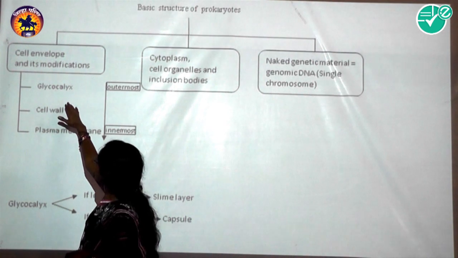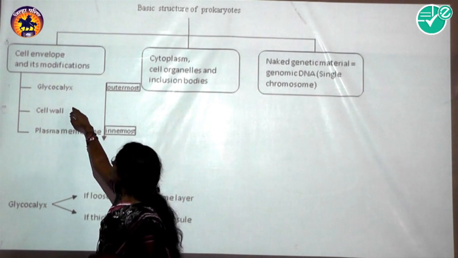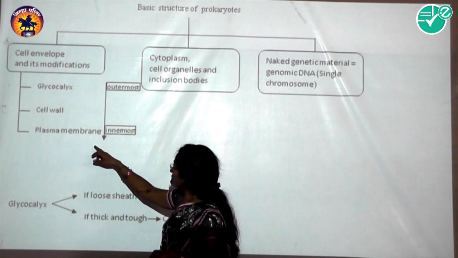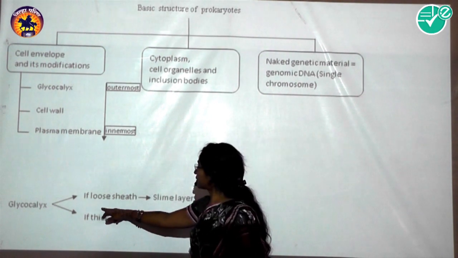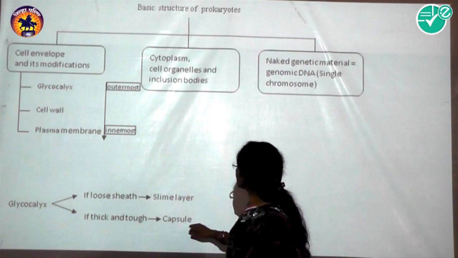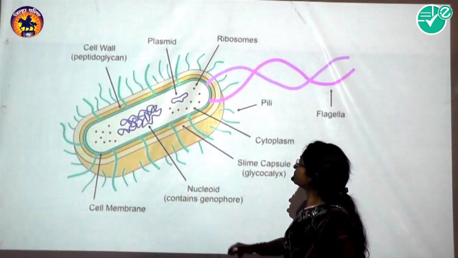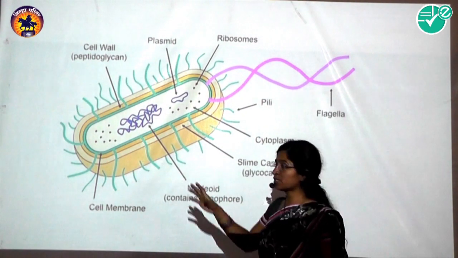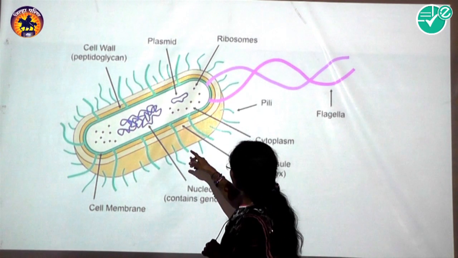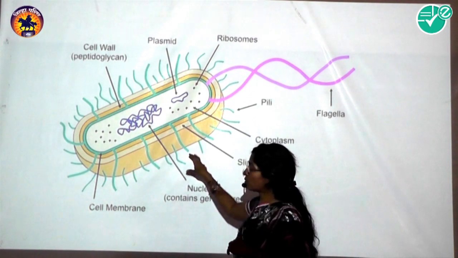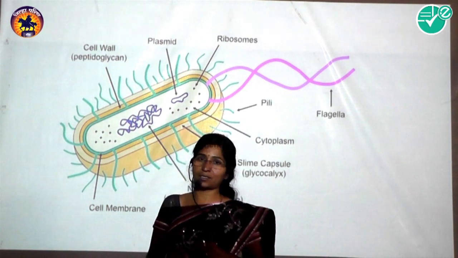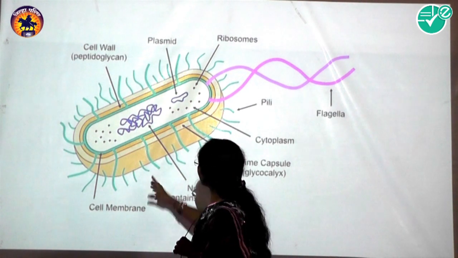The cell envelope consists of a glycocalyx, cell wall and plasma membrane. The glycocalyx is a loose sheath, meaning a slime layer, or thick and tough, meaning a capsule. Then we will observe all these basic structures in this diagram. This is the structure of a prokaryotic cell. For the study of the prokaryotic cell, we take an example, the bacterial cell.